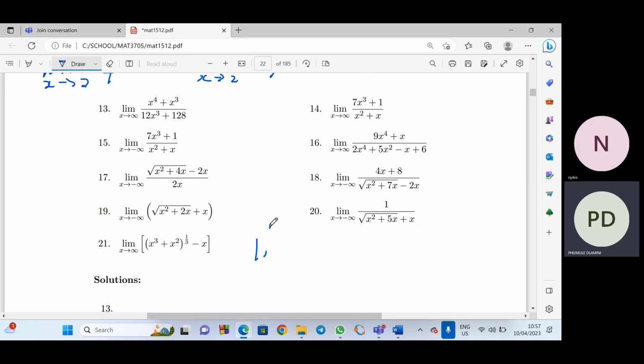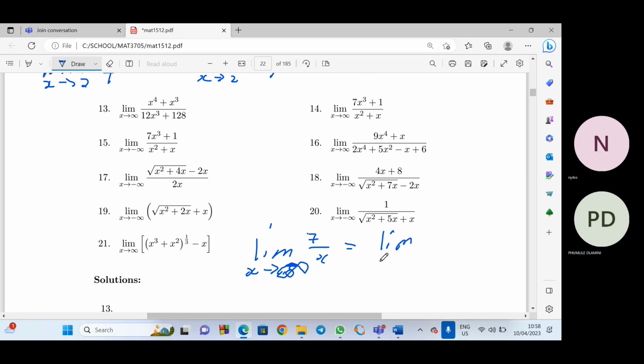If you have the limit as x approaches, let's use infinity for now, of 7 over x, this is the same as the limit as x approaches infinity where the 7 we can take out, leaving 1 over x. We know the limit as x approaches infinity of 1 over x is 0. Then this is 7 multiplied by 0, which is 0.